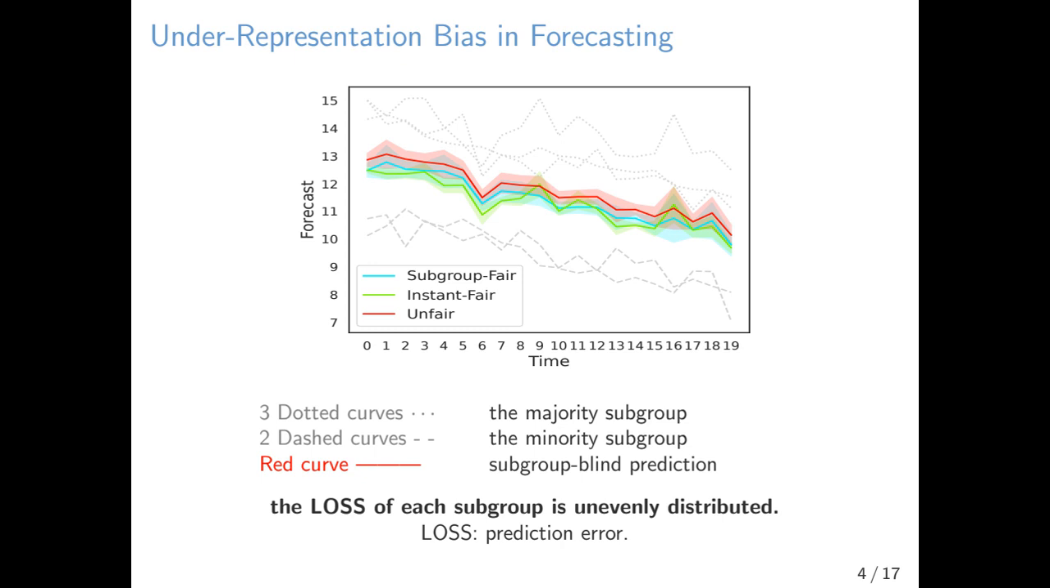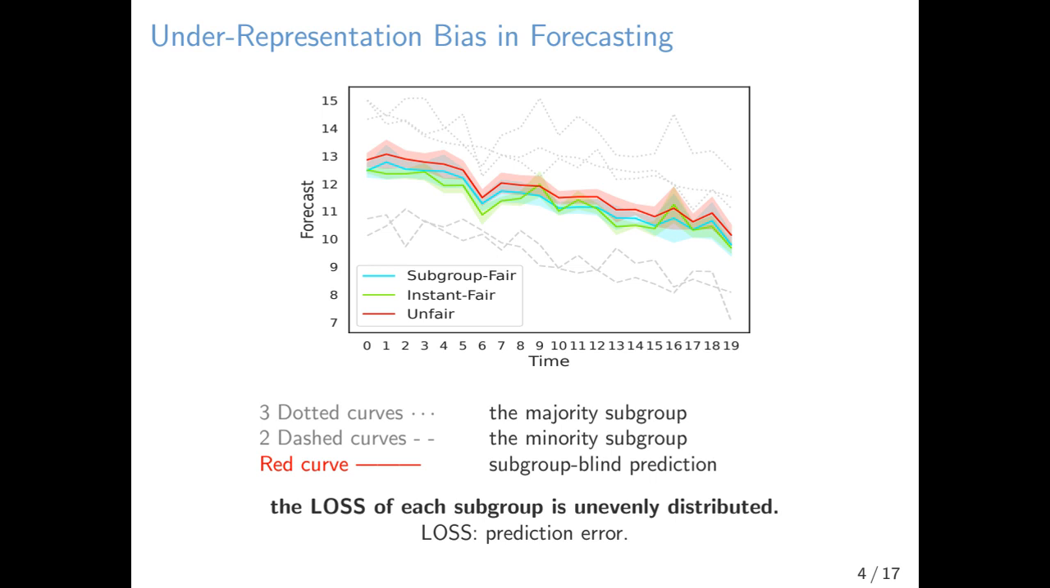Okay, let's see how this underrepresentation bias works in prediction problems. Firstly, we look at the top of the plot. There are three gray dotted curves. They are the training data of the majority subgroup. At the bottom, there are two gray dashed curves, which belong to the minority subgroup. The minority subgroup has less data, such that it suffers from the bias.